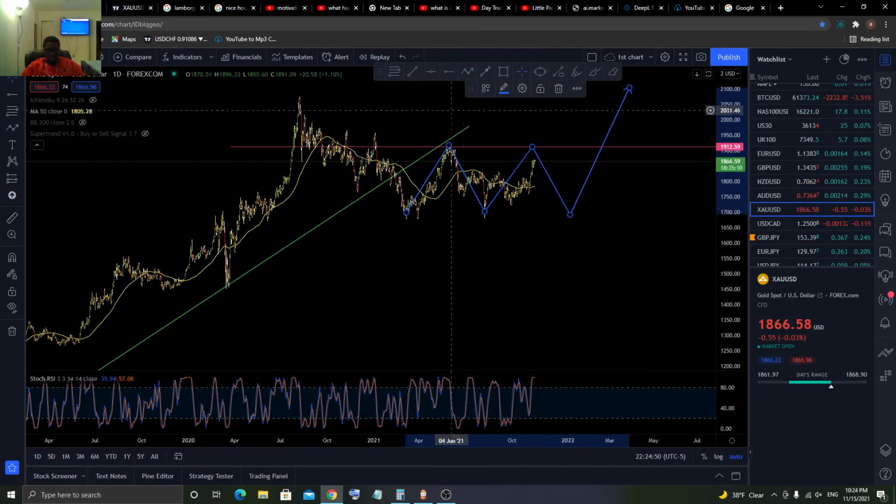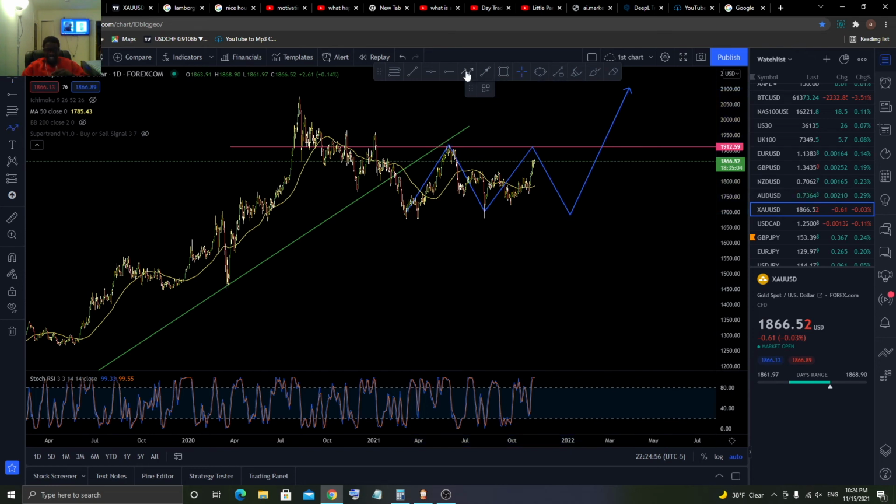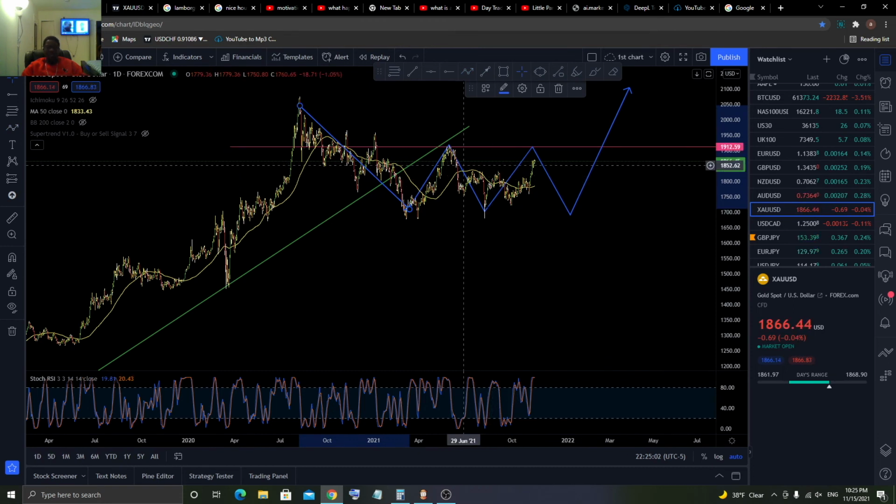And if price does this, that's gonna mean like this. This will be M formation or triple tap, call it whatever you want. This will be triple top, triple bottom, period. You feel me? It will be like this. But it can also go up.